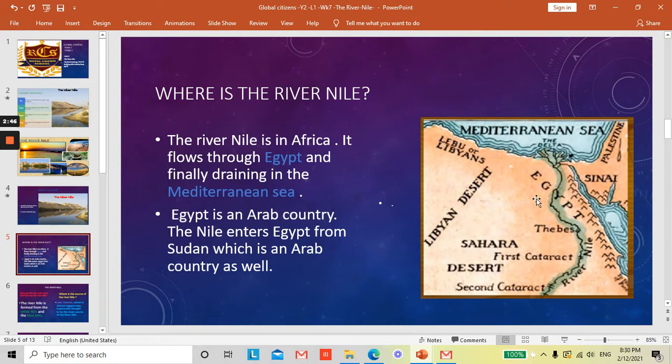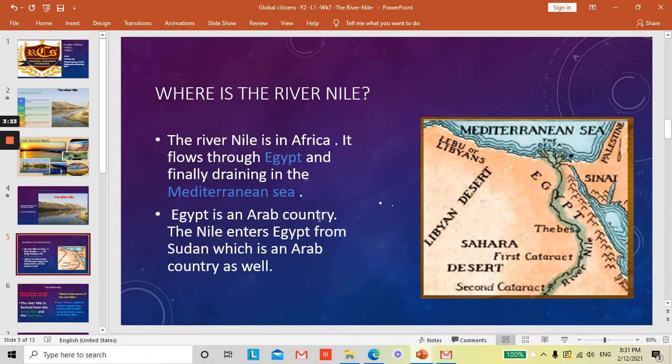We have a picture of the River Nile here. So we can see we have Egypt, we have the River Nile here, we have the Mediterranean Sea. Let's see where the River Nile is. The River Nile is in Africa. It flows through Egypt and finally drains in the Mediterranean Sea. So we have the River Nile here, and we have Egypt to the Mediterranean Sea.